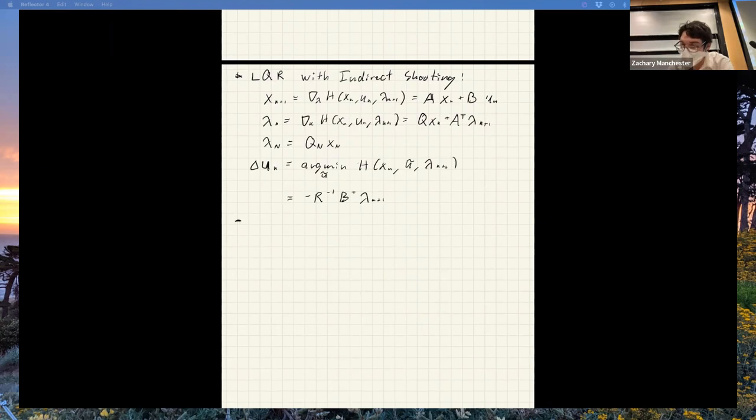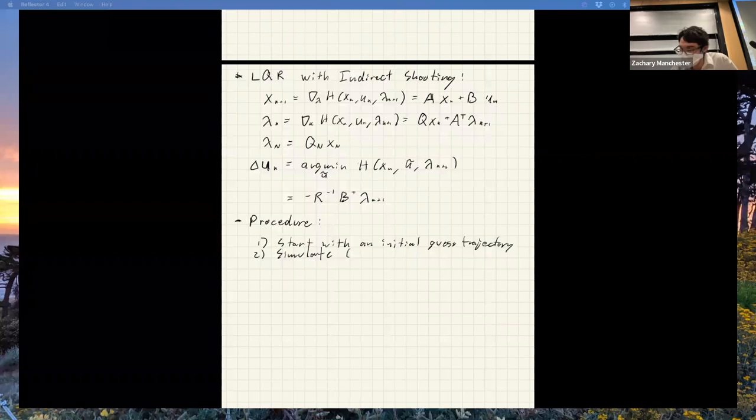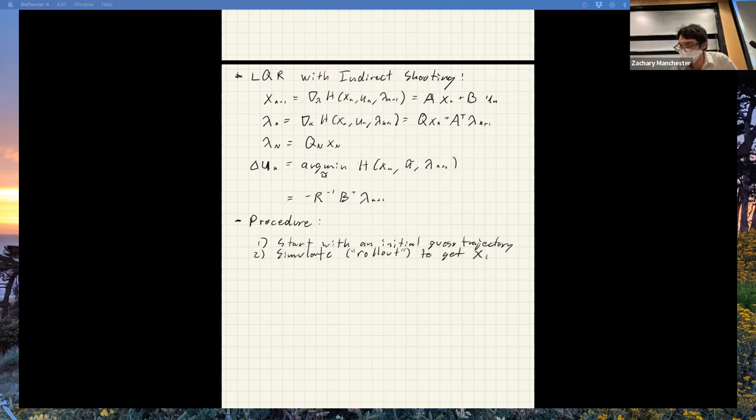The overall procedure for actually minimizing here is to, number one, start with an initial guess trajectory. So you have the initial state and then you have a guess for the U's, right? The controls that we're solving for. Okay, so then we're going to simulate a rollout of that trajectory with those controls to get an x of t. The RL word is rollout, right? Okay, then we're going to do the backward pass to solve for the lambdas and the delta U's.